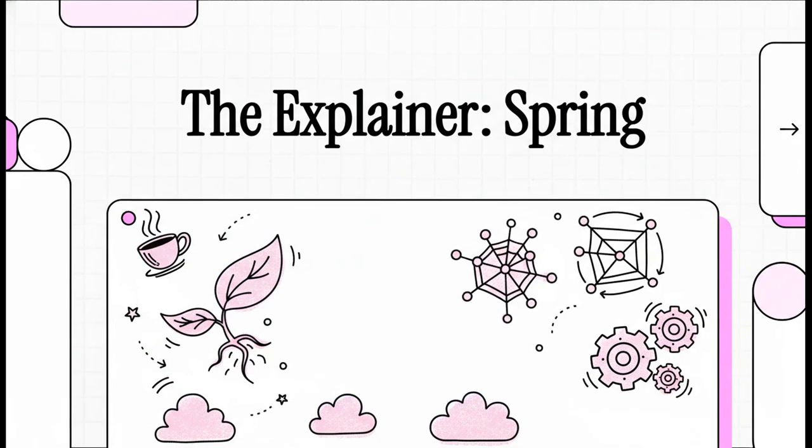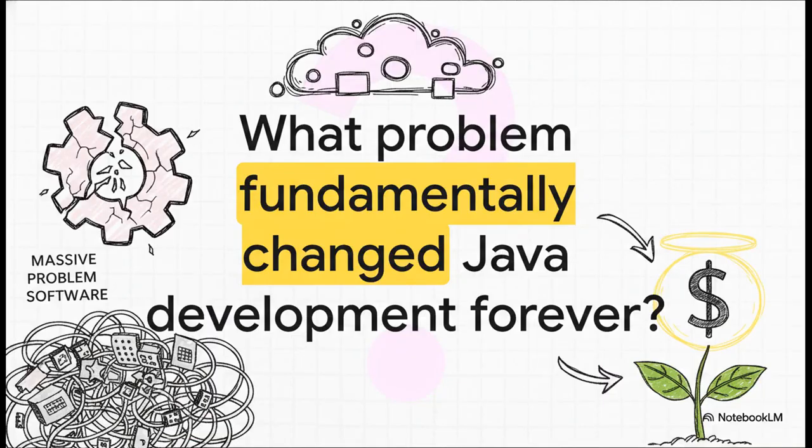All right, today we're tackling a true giant in the Java world, the Spring Framework. If you've ever worked on a big Java project, you've probably bumped into it. But what is it really? Where did it come from? And why is it still so important after all these years? Let's get into it.